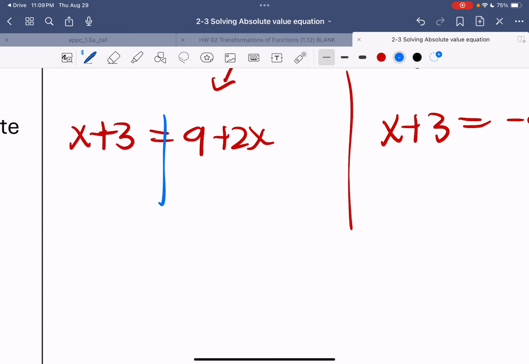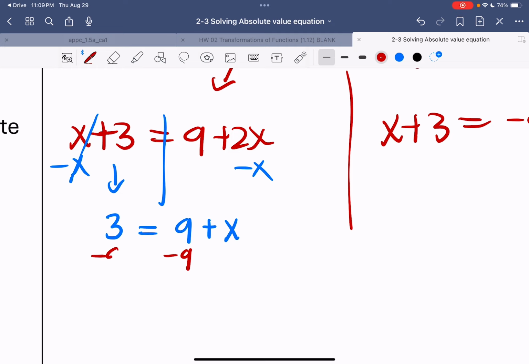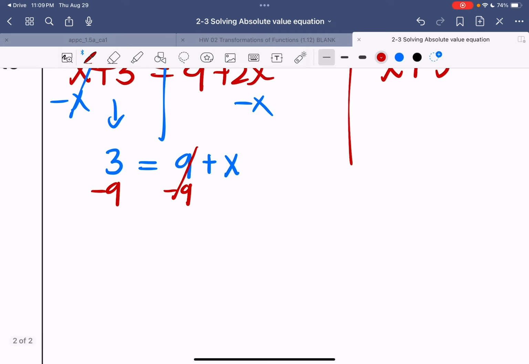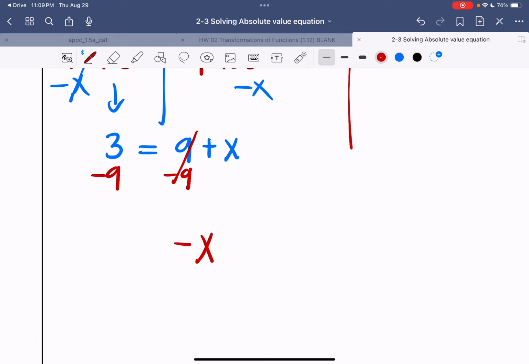So let's do it. Always get rid of x first. So I'm going to do minus x both sides. That disappears. You get 3 equals 9. 2x minus x is equal to just plus 1x. So I will just put plus x. And here, if you do minus 9 both sides, you're going to get x equals 3 minus 9, which you will get negative 6.